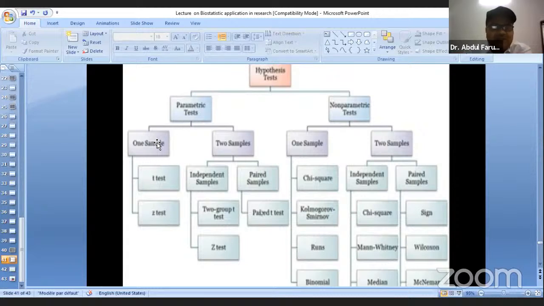अगर parametric test में one sample है तो t test करते हैं या z test करते हैं, अगर two samples हैं, independent samples हैं या paired samples हैं, तो two sample independent samples में तो two group t test और z test भी कर लेते हैं उसमें। Paired samples हैं तो आप इसमें देख सकते हैं कि parametric test में paired sample के लिए अलग paired t test हैं। तो ये different categories को हमने divide किया है ताकि आसानी से समझ में आ जाए कि कहाँ पर कौन सा test apply करना है for the good results.